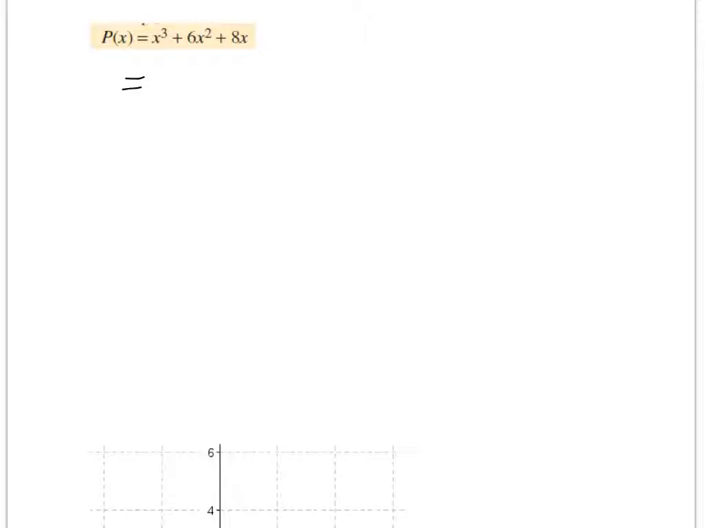Now before I do anything, let's look for easy factorising. X cubed plus 6x squared plus 8x. Now, 2 is not a factor because there's no factor of 2 for x cubed. However, x is, I'm going to put x out the front. X squared plus 6x plus 8.